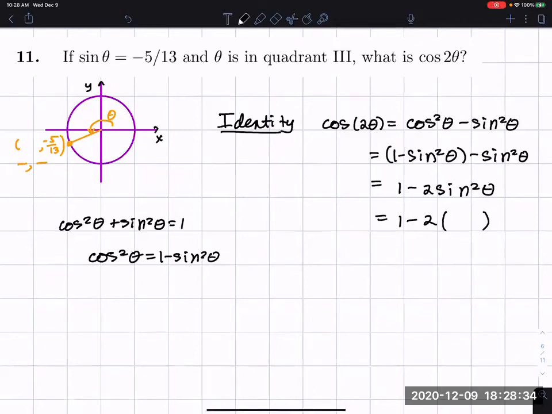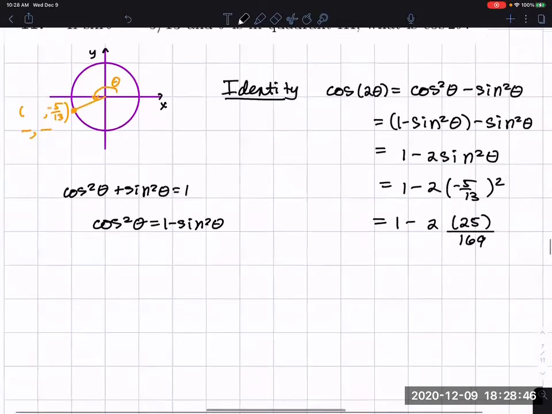Okay, sine theta is negative 5 over 13. We square that. So we'll get 1 minus a negative squared makes a positive. That makes 25 in the numerator. In the denominator, that makes 169. And then I'll get a common denominator of 169. And that'll be minus 50 over 169.